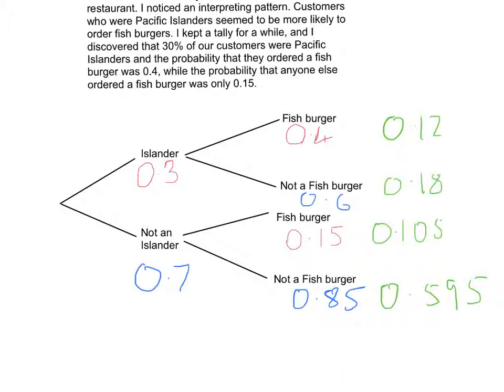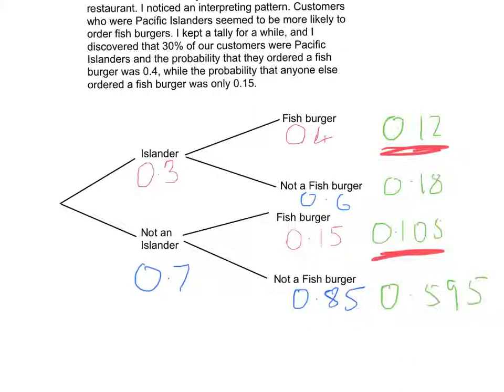Right. So we can use that to answer basic questions like, what's the probability someone's not a Pacific Islander and they order a fish burger? 0.105. Right. What's the total probability that a randomly chosen customer orders a fish burger? Well, to do this, we've got to add up. We've got this part here. That's one person ordering a fish burger. And this one here is someone ordering a fish burger.